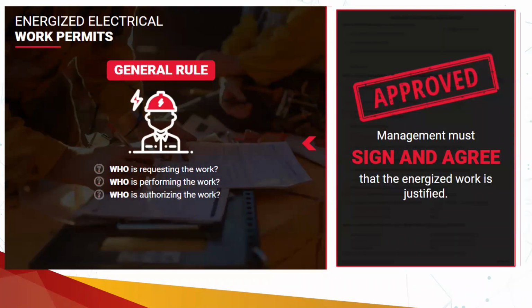So what is one advantage of shifting this approval to the top management? Yes, it will take more time for authorization, but now the top management will understand that they are equally responsible, and they are sharing the responsibility for that live work. So you are going to find a drastic decrease in live work in your organization. The amount of live work will decrease, because the management is authorizing that work. Management must sign and agree that energized work is justified.